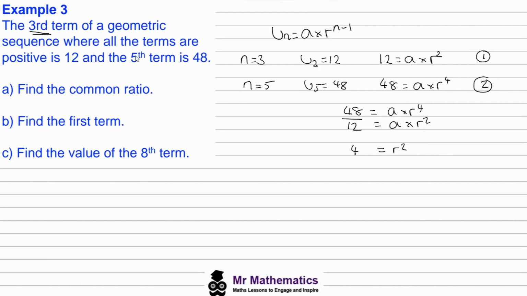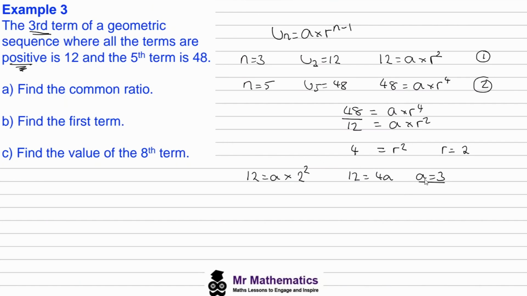And because we're told that all the terms are positive, we know that R will equal positive 2 rather than negative 2. So now we know R, we can substitute this into equation 1. So 12 will equal A multiplied by 2 squared, replacing R with a 2. So 12 will equal 4A, A must equal 3.